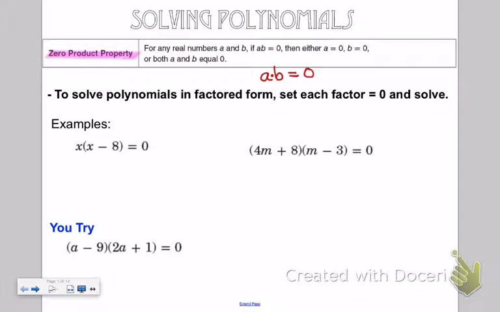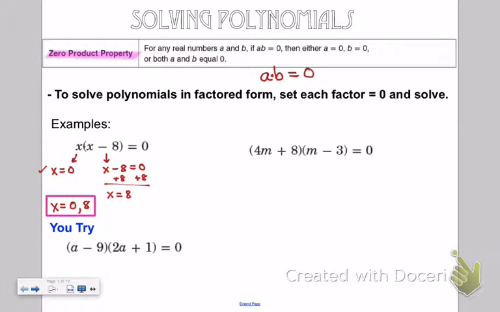If we look at the first example, we have two things being multiplied. We have x times x minus 8. Because it's equal to 0, we set each of those things equal to 0. Set x equals 0, set x minus 8 equal to 0. The first one is already solved, and for the second one, all we have to do is add 8 to both sides to get x is equal to 8. Therefore, the solution is x equals 0 or 8.